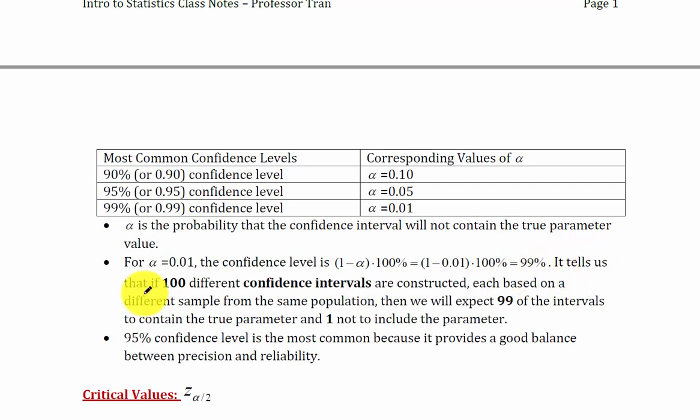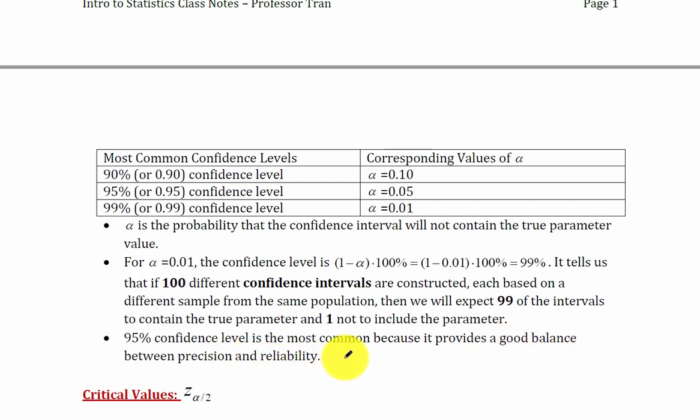Now it tells us that if 100 different confidence intervals are constructed, each based on a different sample of the same population, then we expect that 99 of those 100 confidence intervals will contain the true parameter, and one of the confidence intervals does not include the parameter. So that is what it means to have a 99% confidence level.